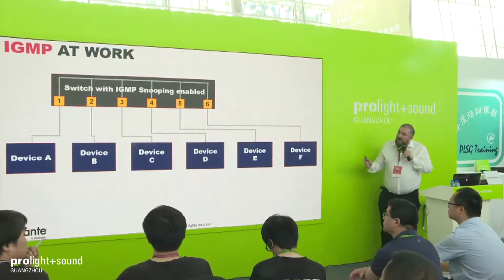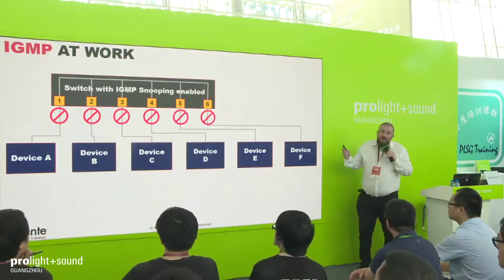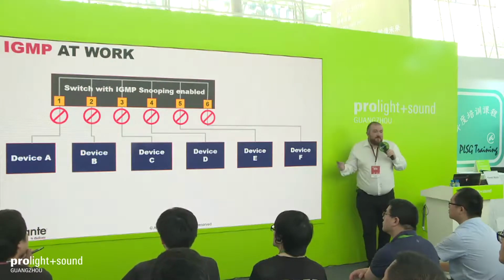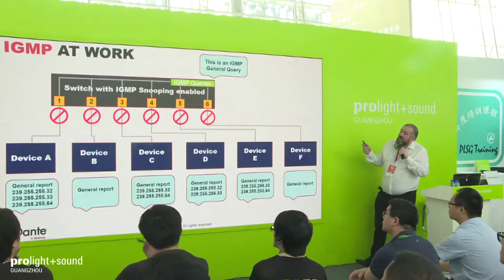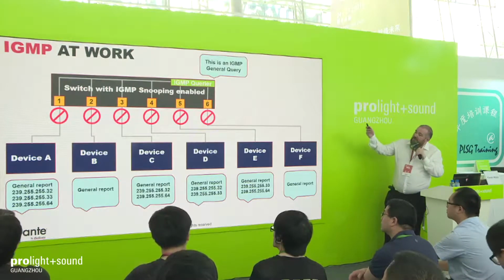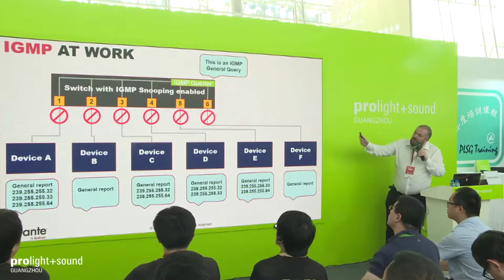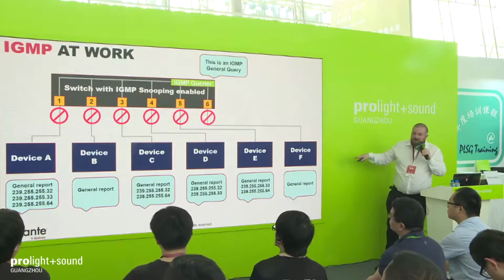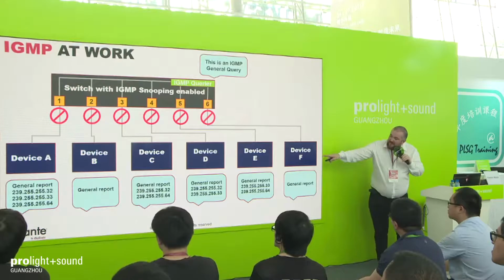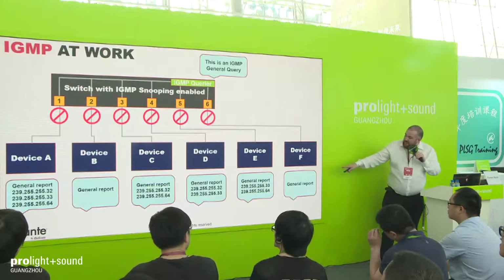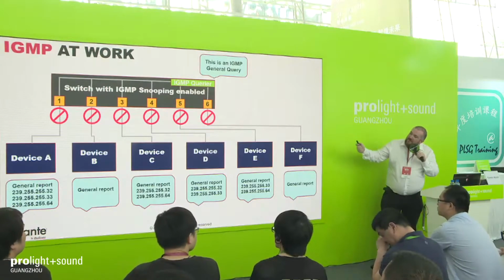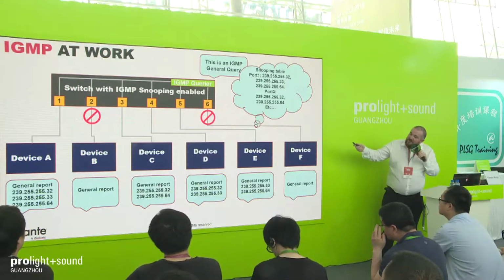So we have a switch here, and we turn on IGMP snooping, which immediately stops any multicast leaving the switch. In order for us to actually deal with multicast now, we need to turn on the IGMP querier, and the querier will send these kind of messages. So it will send a general query, and that will go to this all host address and come out of every single switch port. And the devices will send back what we call a general report listing the IP multicast groups that they are interested in.